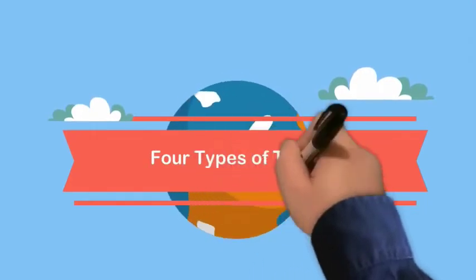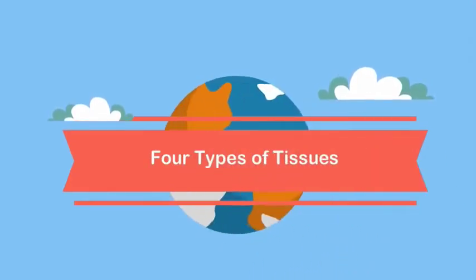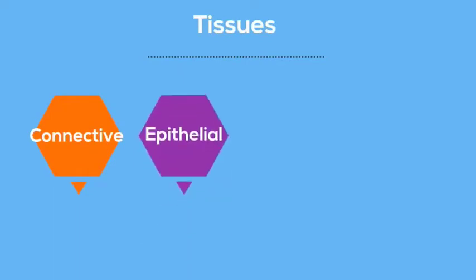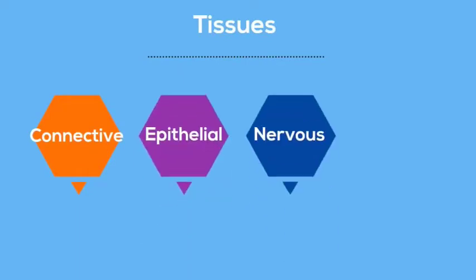types of tissues found in our bodies. In this video, I'll discuss connective tissue, epithelial tissue, nervous tissue, and muscle tissue. So let's get started with connective tissue.